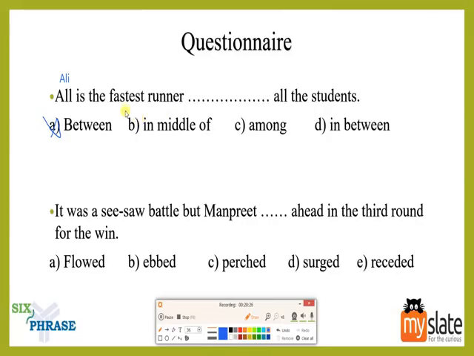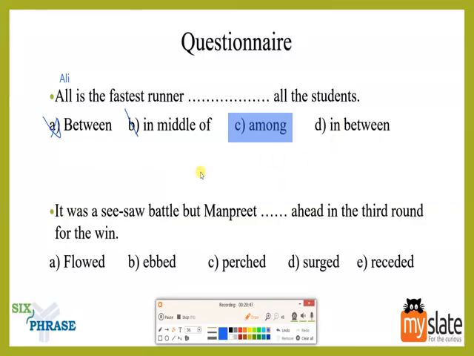No, Ali is the fastest runner among, right? Among means they are grouping all the students, right? Among everyone, he is the fastest. So between and in between are actually one and the same. Therefore, that is also wrong. So among is the one which fits, right?